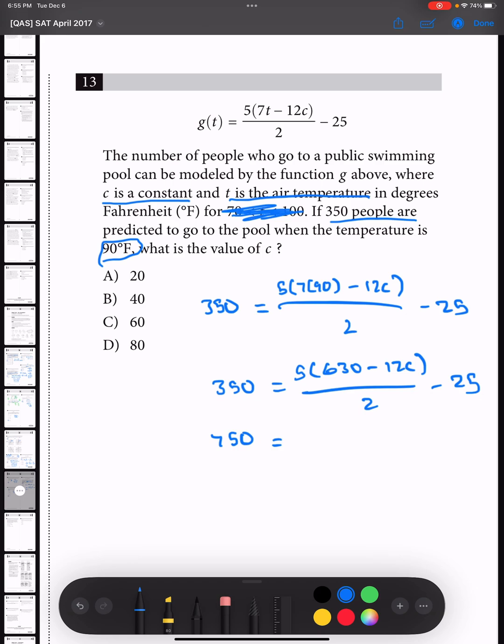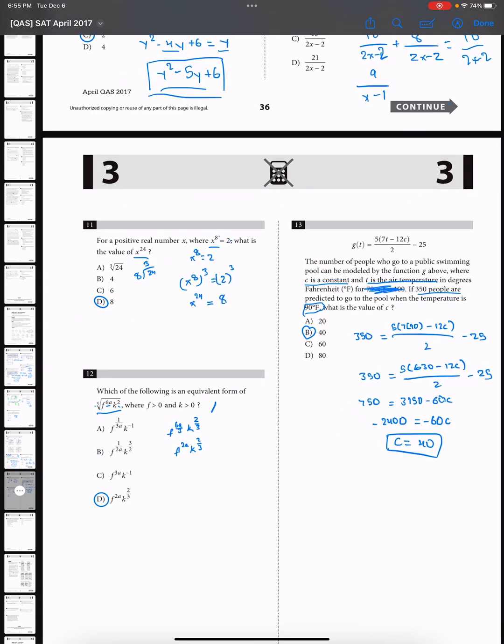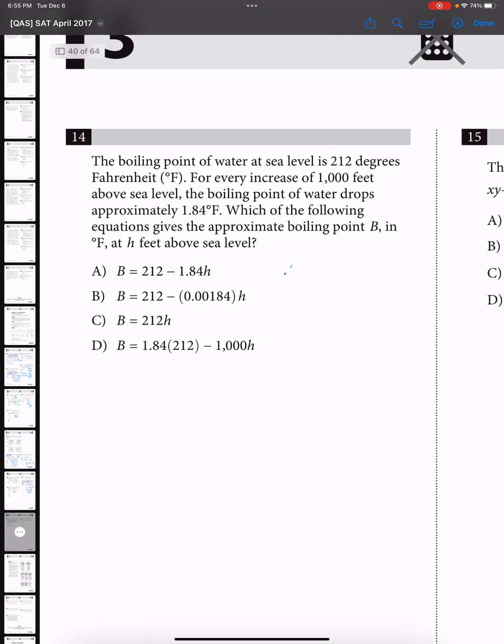so we get 750 is equal to 3,150 minus 60c, because we're multiplying with 5. Now I'm going to take 3,150 to the other side, giving us negative 2,400 is equal to negative 60c. So c is equal to 40. So our answer is B. Next question.